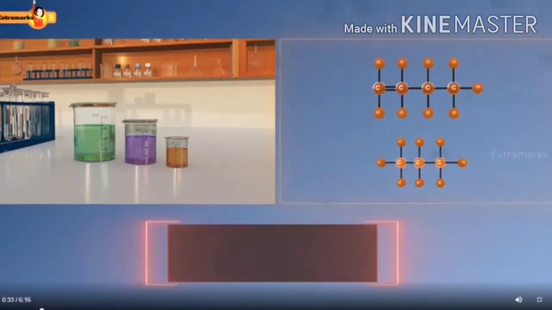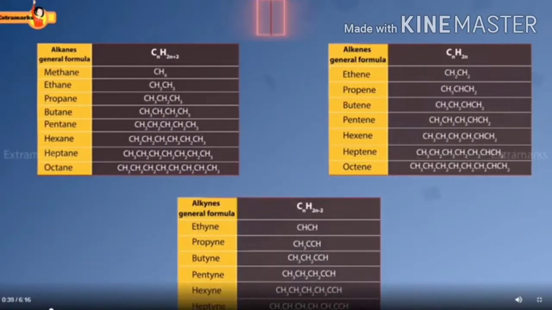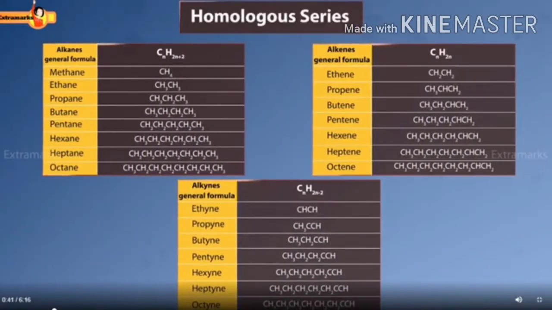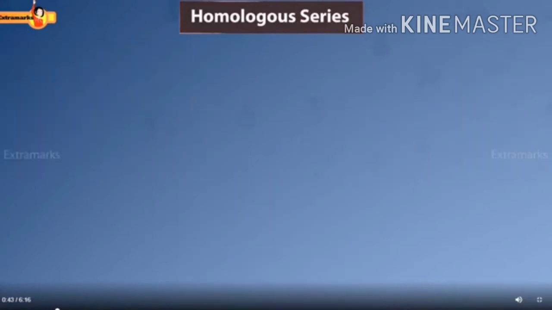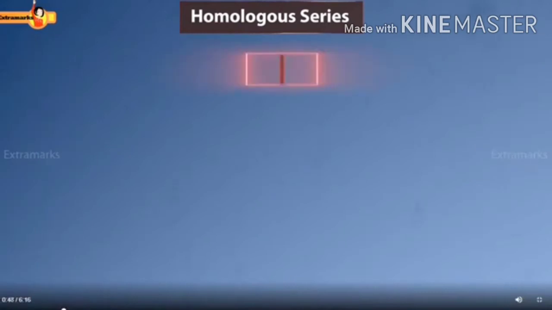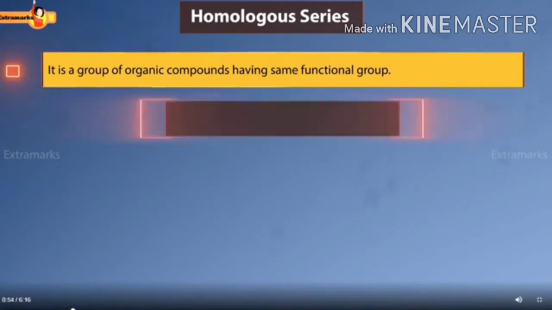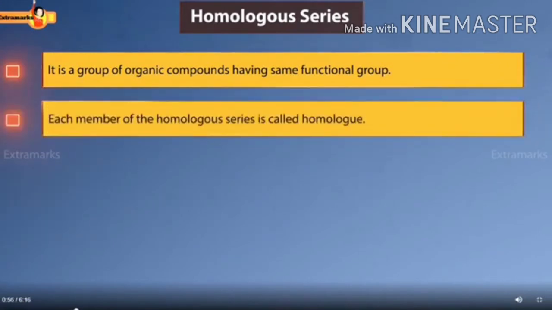Let us find if any such groups can be identified in organic compounds also. Certainly yes, and it is known as homologous series. Many such series are found in organic compounds. A homologous series is a group of organic compounds having the same functional group. Each member of a particular homologous series is called a homologue.